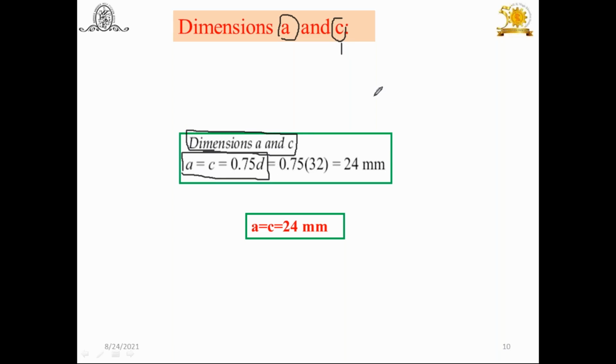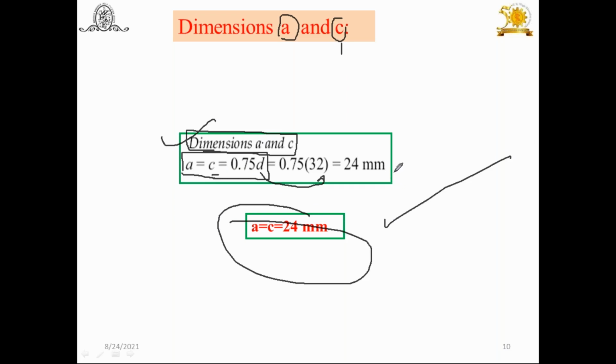A is equal to 0.75 times the D, the end rod diameter, and similarly C is equal to the same. So you can use this for A and C. You will get A and C equal to 24. It's very simple, empirical.